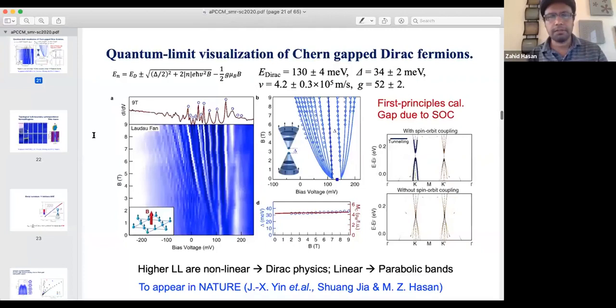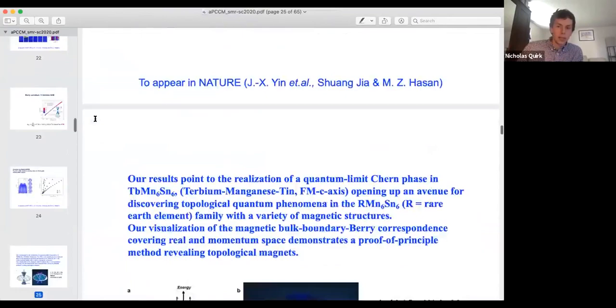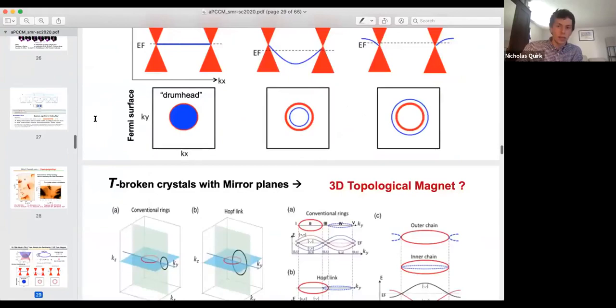Sure. This next question is about cobalt manganese gallium. The question is about where the Fermi level is relative to the peak of the anomalous Hall conductivity. And also, is the singularity in the Berry curvature arising from Weyl points or Weyl nodal lines in the band structure?